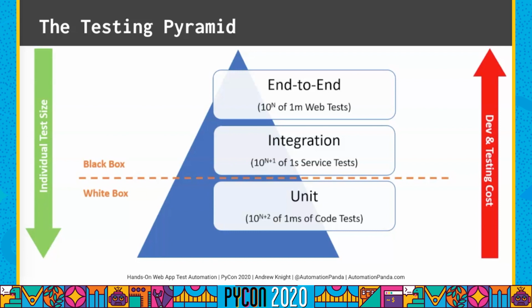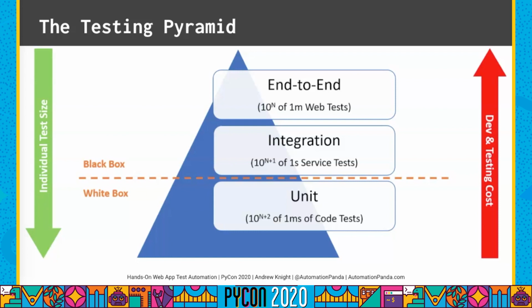Because unit tests are fast and easy to write, and they're also as close to the code as possible, they're most likely going to catch a lot of issues early if we have good coverage there. So we want to have a lot of good, solid unit tests. They're like the first line of defense.